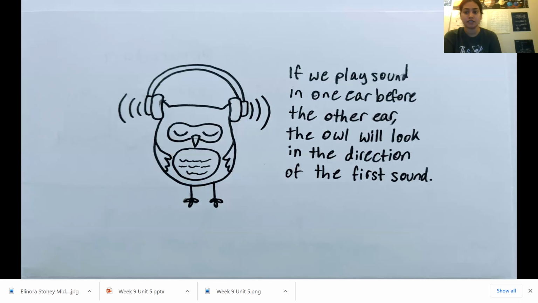But if we place a speaker into each of the owl's ears, we can actually measure the effects of this interaural timing difference by playing sounds at different times in one ear or the other at a difference of a few dozen microseconds. If we play the sound in the right ear a few dozen microseconds before we play it in the left ear, then the owl will look to the right, and vice versa if we play the sound in the left ear first. If we play the sound simultaneously in both ears, which is 0 ITD, then the owl will look straight ahead.